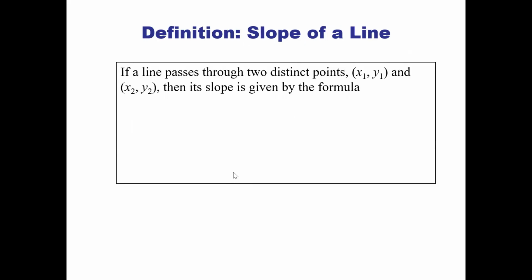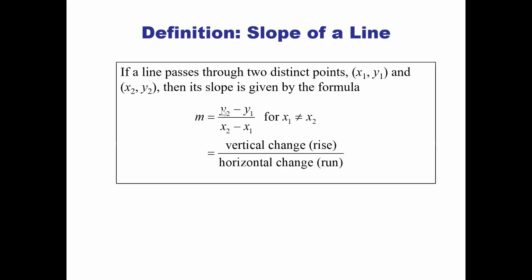All right, so if a line passes through the two distinct points (x1, y1) and (x2, y2), then its slope is given by this formula, the change in y over the change in x. And again, x1 cannot equal x2, or we get 0 in the denominator, which is undefined, and so that doesn't make sense. That's the equation we're going to use here. This is the vertical change, your rise. This is your horizontal change, which is your run.